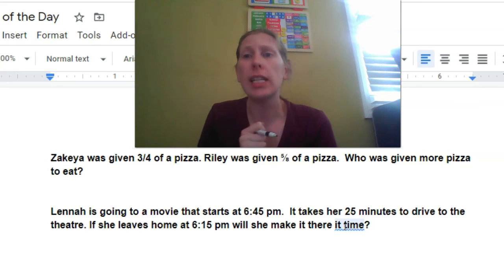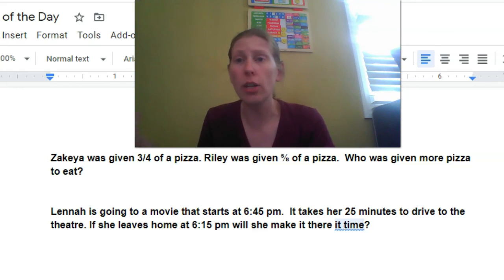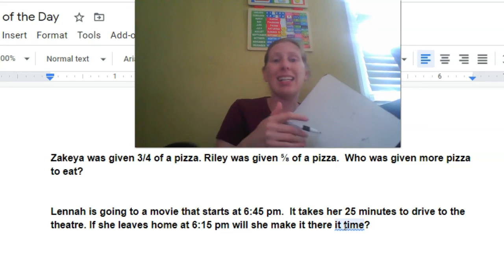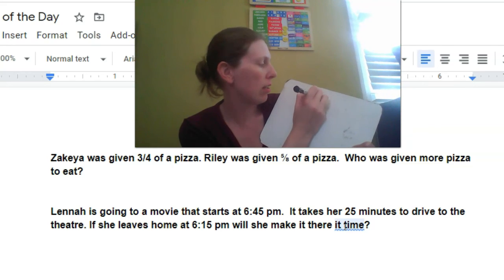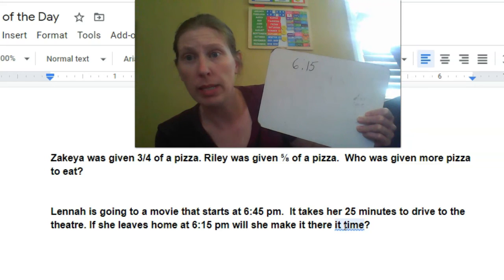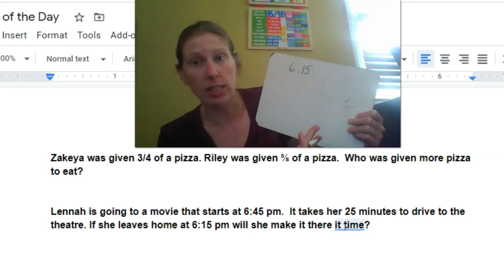We need to know if Lena's going to make it to the movie theater in time. She is going to leave at 6:15, and the movie starts at 6:45. It's going to take her 25 minutes to get there. So I need to know if she leaves at 6:15 and it takes her 25 minutes, what time will it be in 25 minutes? So I'm going to add 25 minutes on to see where that's at.